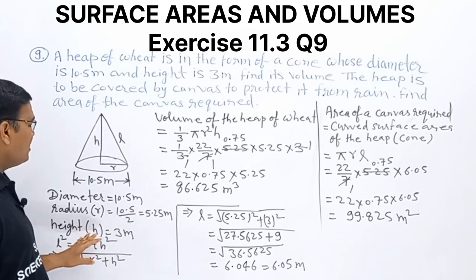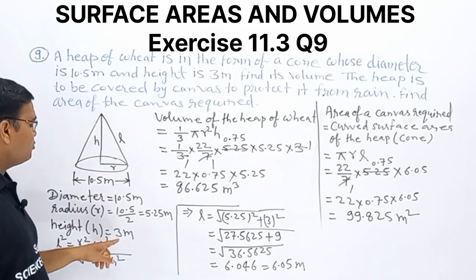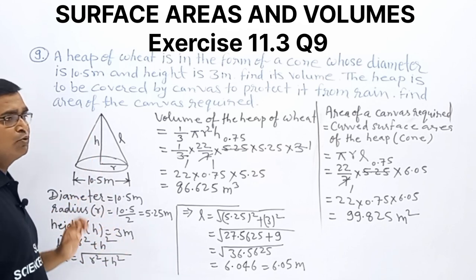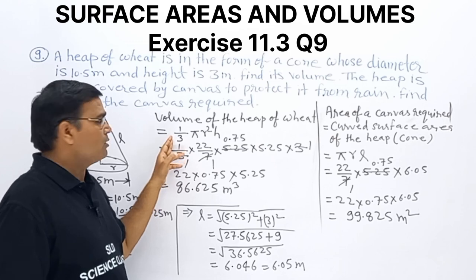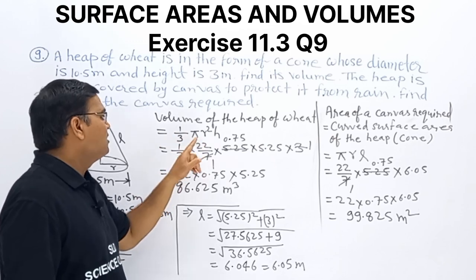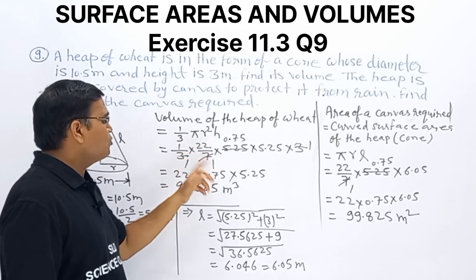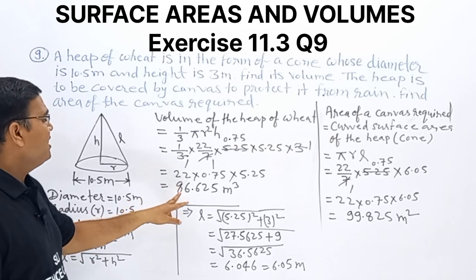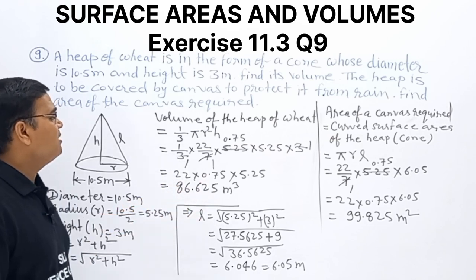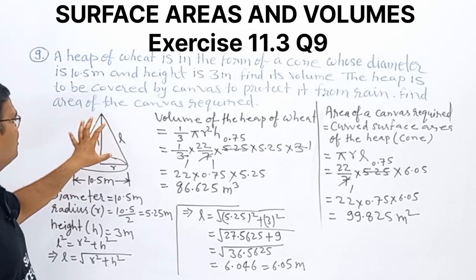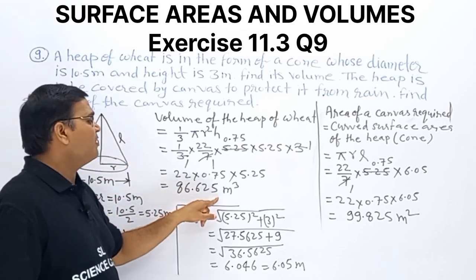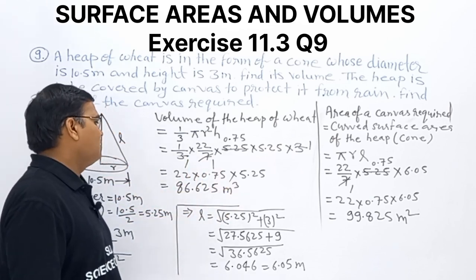Another thing we are having is the height. The height of this heap of wheat is 3 meter. R and H both we are having. We require the volume, so the volume of a heap of wheat is the volume of a cone, 1/3 pi r square h. So we are putting the values of R and H and solving. We are getting 86.625 meter cube, the volume of this heap.